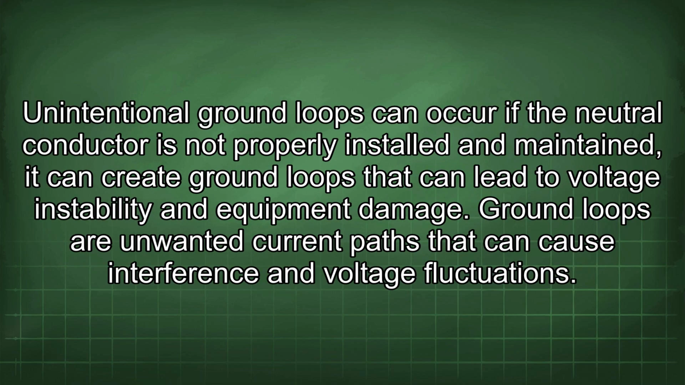Unintentional ground loops can occur if the neutral conductor is not properly installed and maintained. It can create ground loops that can lead to voltage instability and equipment damage. Ground loops are unwanted current paths that can cause interference and voltage fluctuations.